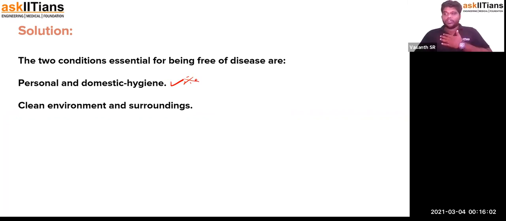When the person is good with hygiene, he should also keep the environment that he lives in clean, so that there will be no causative agents available somewhere nearby. So first you put a protective layer against disease by keeping yourself clean, and you put another protective layer by keeping the environment clean. That makes you live in a healthy society, and together that constitutes a healthy life. That's why there are two conditions essential to be free of disease.